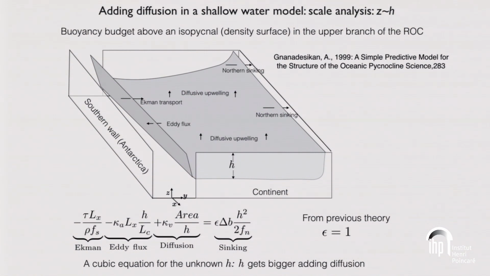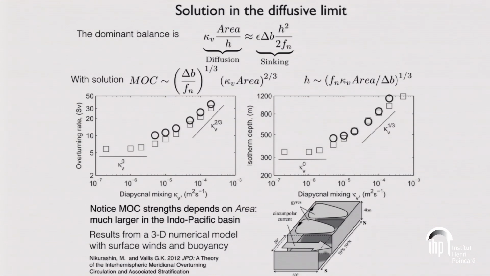So this gives you the scaling for the depth of the circulation, and this is the strength of the overturning, the strength of the sinking. Okay. What's the solution? For large diffusivity, you get that H goes like the 1/3 power of the Coriolis parameter in the north, the diapycnal diffusivity, the area of the domain. Numerical simulations show that that is true. You know, this is obvious, but you need to heat the planet a little bit, wasting some computer time, to convince people with simulations that this is true.